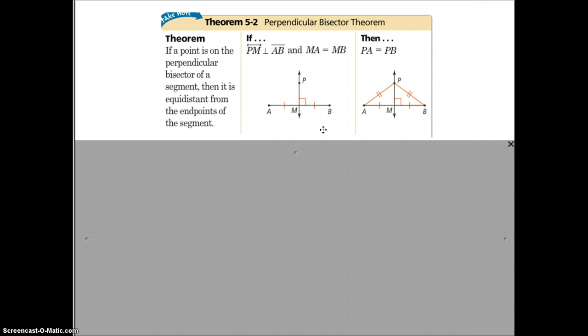Well, we have a theorem about this, and it says if a point is on the perpendicular bisector of a segment, then it is equidistant from the endpoints of the segment. So what that means is if I pick any point on this line, any point on PM, so if I take point P, and I want to create a segment so that P goes to endpoint A and P goes to endpoint B, those black segments that I just drew are going to be congruent.